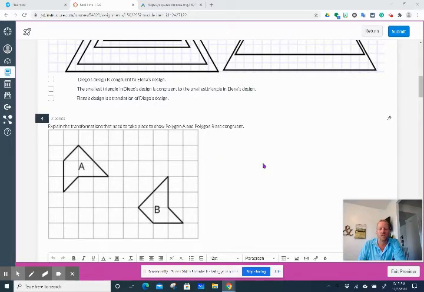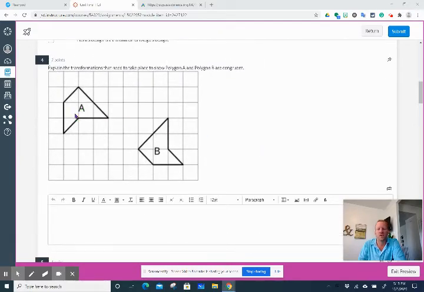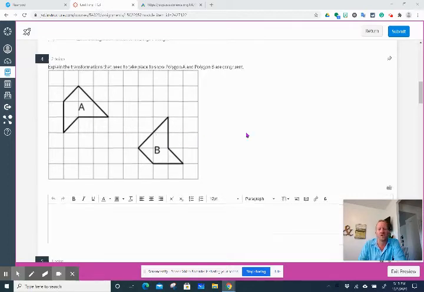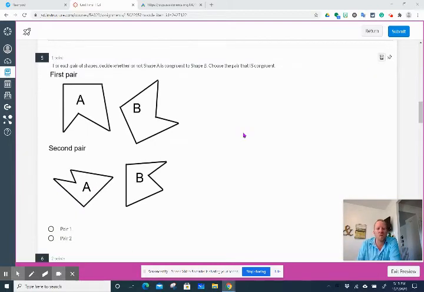Well, the only way to change a vertex is to rotate it. So the first thing I need to do is I'm going to have to rotate it some degree. In this case, it's 90, but in other cases it may not be 90, but it doesn't really matter. And then I would have to translate it down and to the right. Number 5, for each pair of shapes, decide whether or not shape A is congruent to shape B.